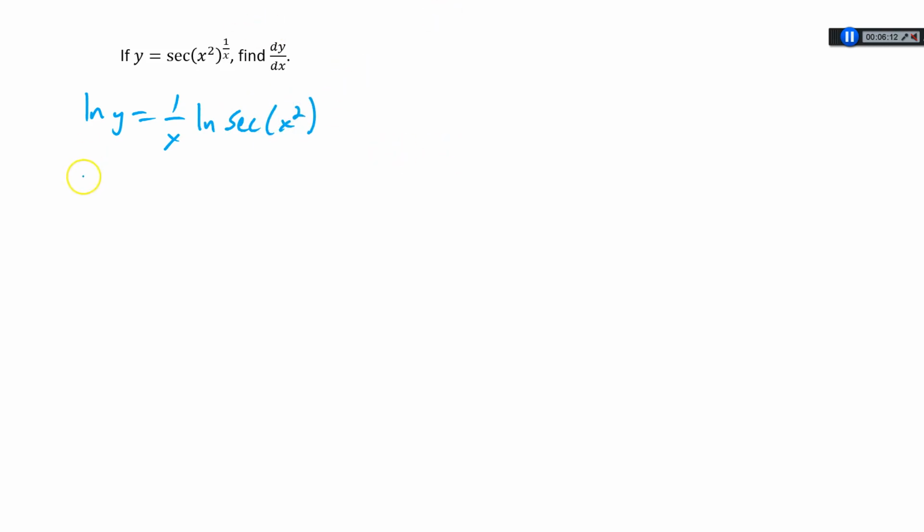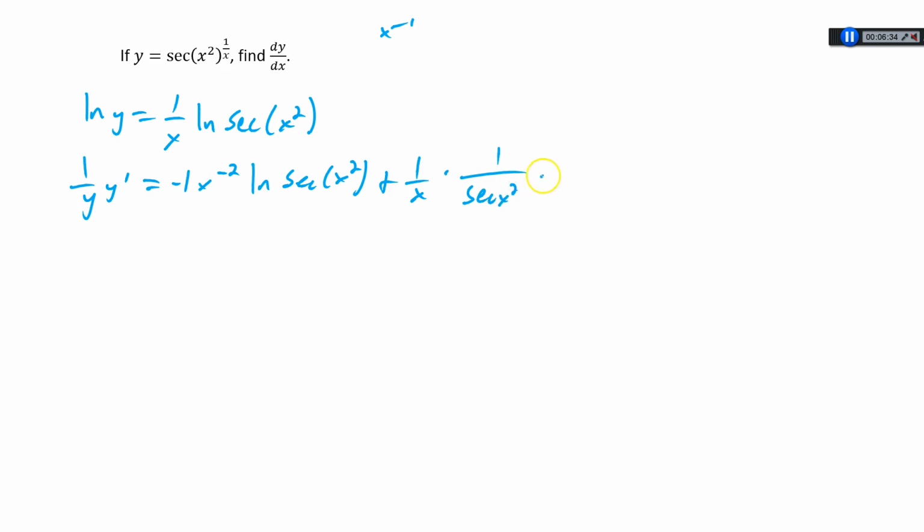Okay. So now take the derivative of both sides. 1 over y times y prime. You're probably noticing that pattern. It's always 1 over y times y prime. Derivative of 1 over x. 1 over x is x to the negative 1. So that's going to be negative 1 x to the negative 2 times natural log secant of x squared. Plus, now leave the 1 over x alone. Multiply by the derivative of natural log of secant of x squared. That's going to be 1 over secant x squared times secant x squared tangent x squared times derivative of x squared, which is 2x. Hey, that secant x squared just cancels. That's nice. And then we got a 2x, so that x is going to go away.